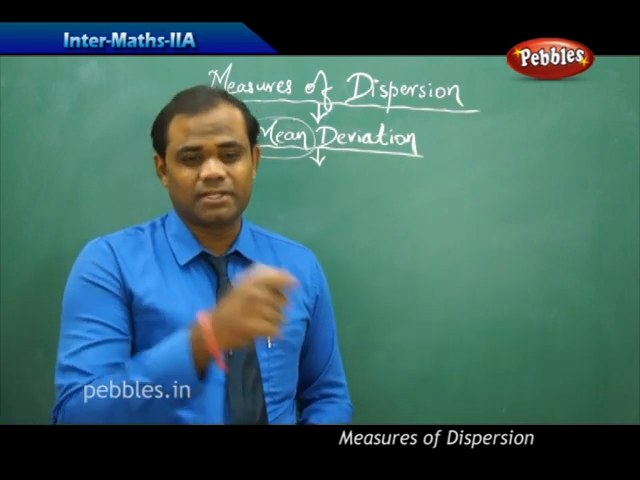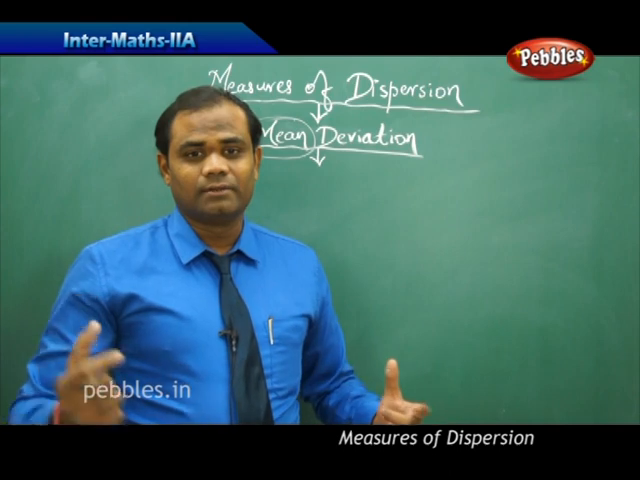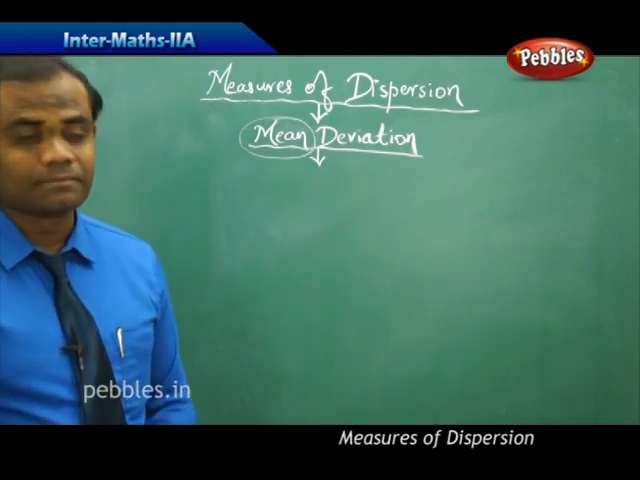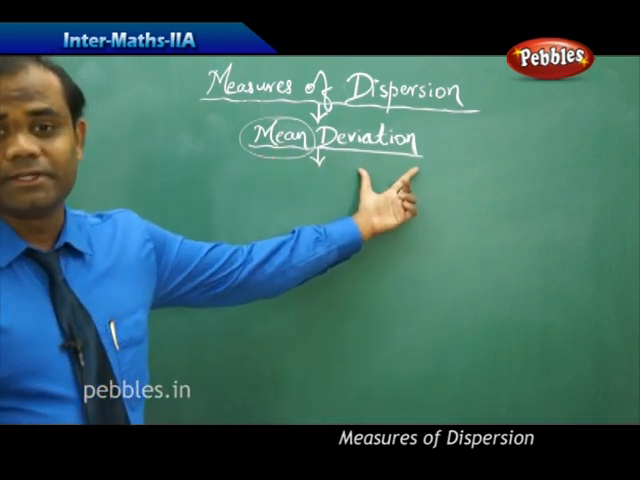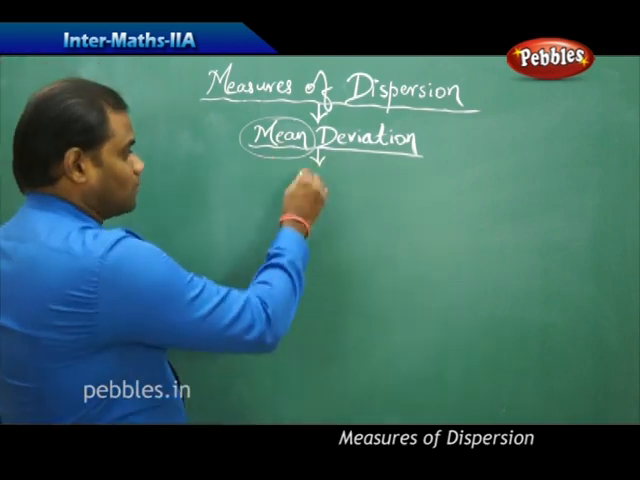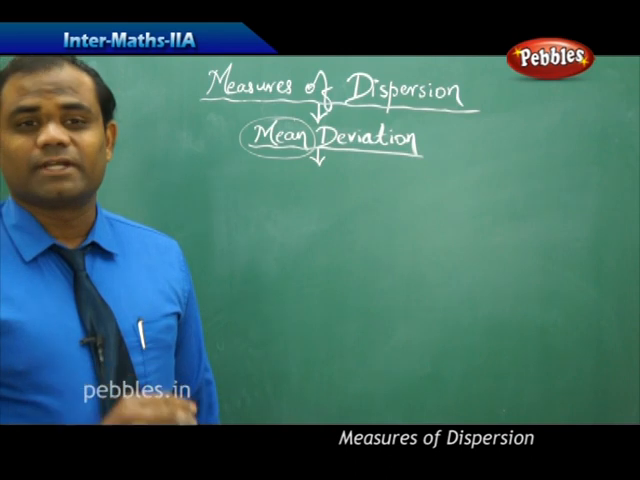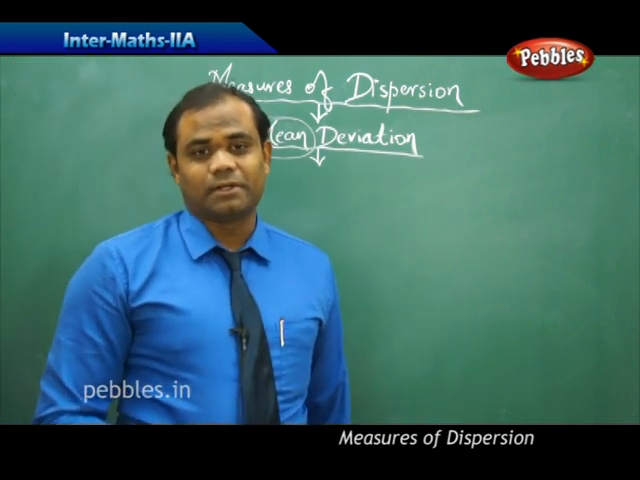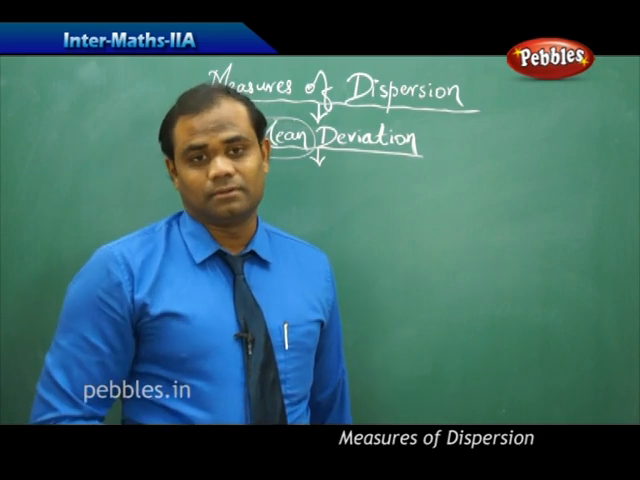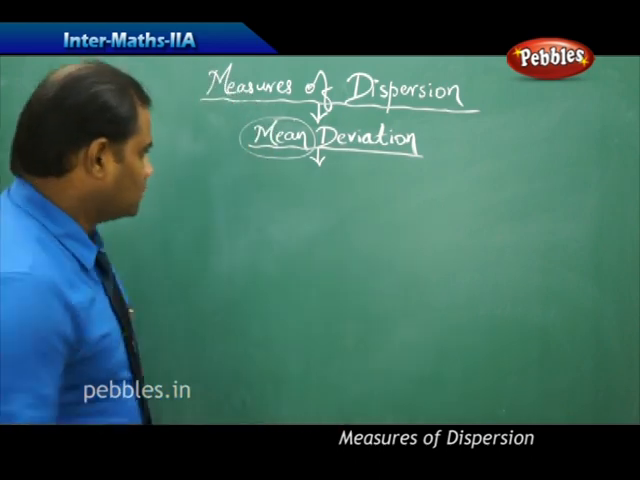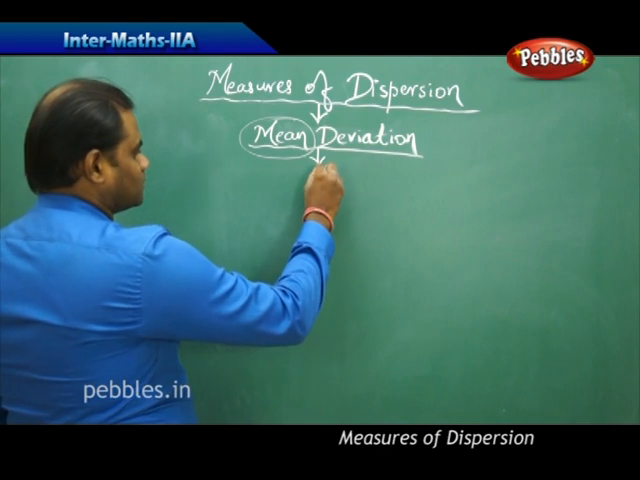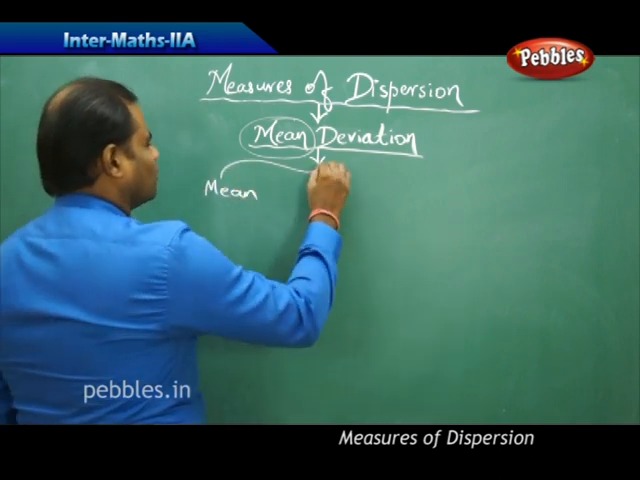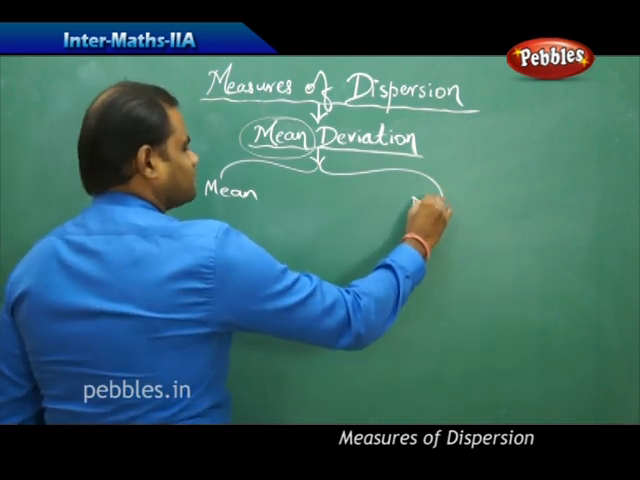Hence, it is very essential that we modify the limitations of range into a better measure of dispersion, that is mean deviation, which takes into account the measure of central tendency. So let's see what mean deviation is through a live example. Here, mean deviation is obtained either from the mean, which we mostly take, or through the median.